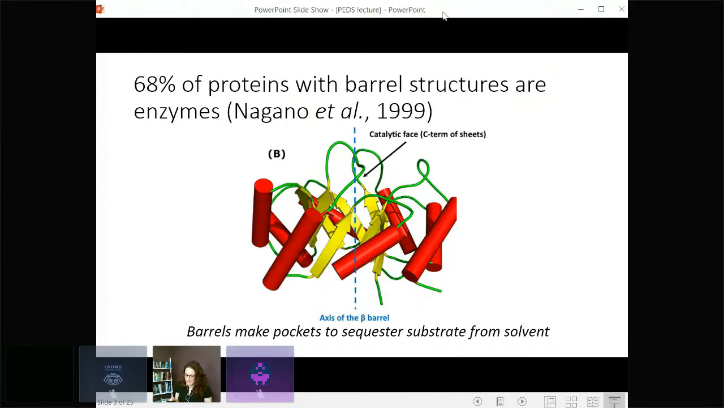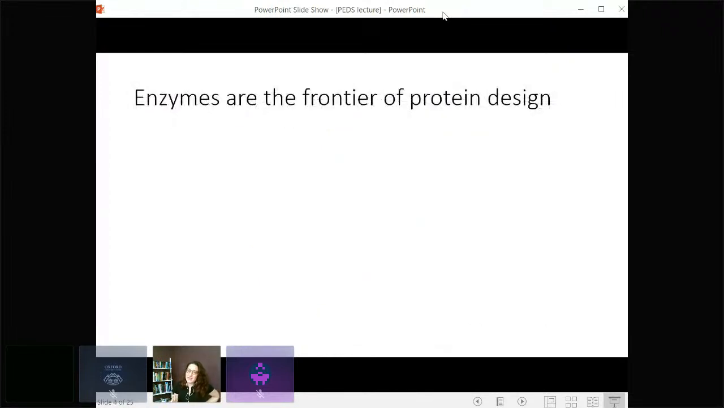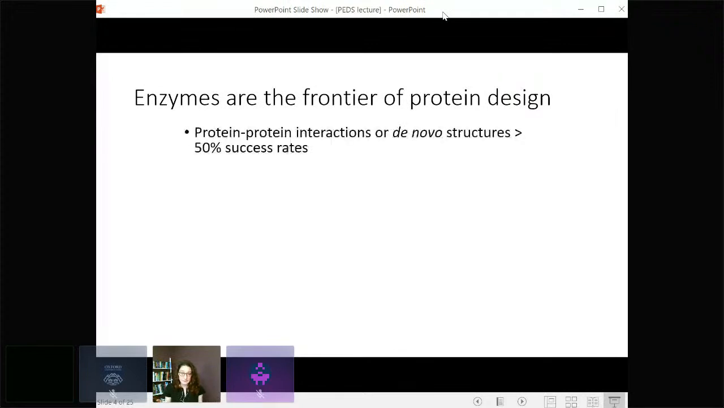So I said, great, let's do it. Let's make an enzyme. But the problem is that it's really difficult to design enzymes, right? If you think about de novo enzyme design and the amazing successes that you've seen, you might look at protein-protein interactions or de novo structures, and they have something like a 50% success rate. Now, I'm generalizing. There are more and less difficult problems, but they have high success rates. And you look at some of the most amazing de novo enzyme design success rates, and they're more like 2 or 3%.